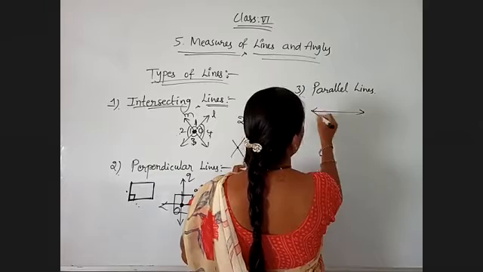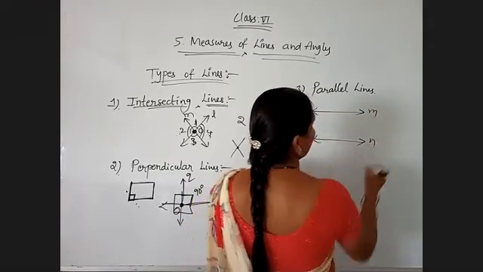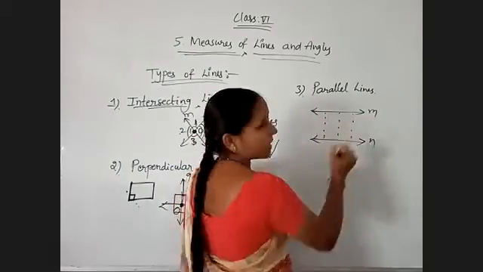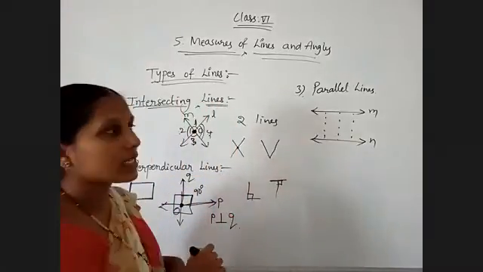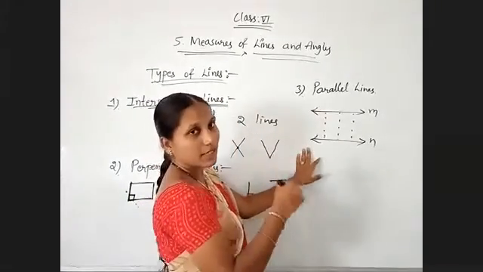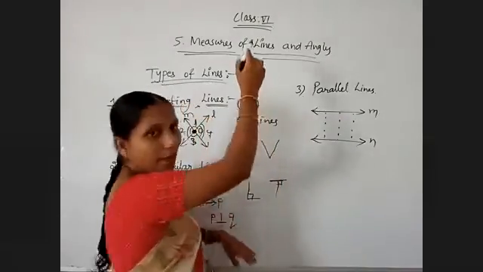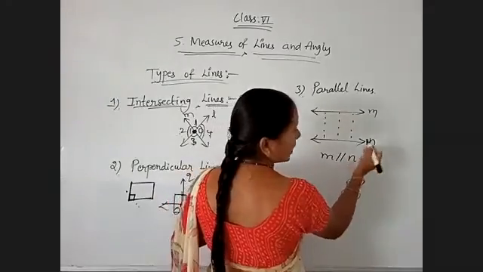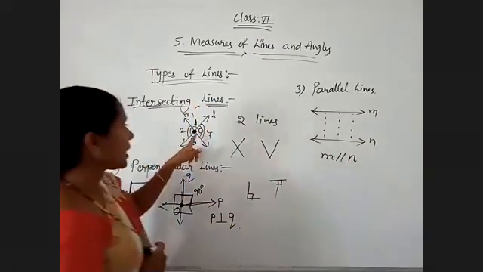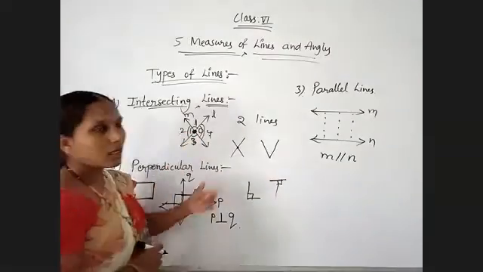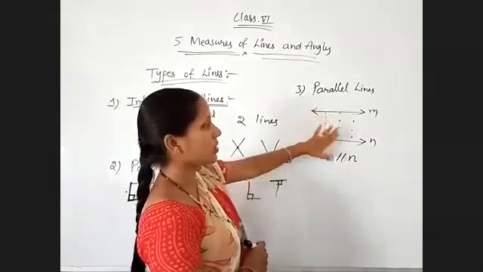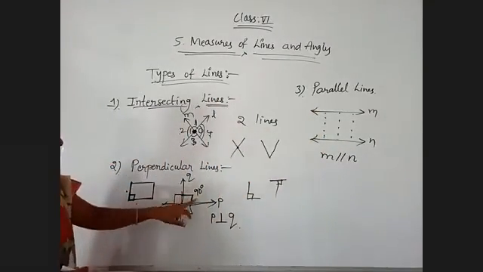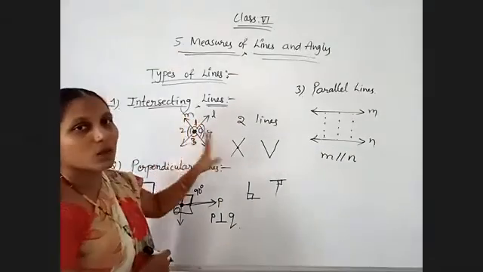If two lines are not at all meeting at any point, and they are maintaining equal distance, always maintaining equal distance, such lines are said to be parallel lines. And the best example for parallel lines is the railway track. Opposite sides of the railway track, as well as opposite sides of the board. Okay? And they are represented by m is parallel to n. Okay, and whenever we get the intersecting point, then only we will get the angle. Here we are not giving any intersecting point, so there is no angle between parallel lines. Angle between parallel lines is 0, angle between perpendicular lines is 90 degrees, angle between intersecting lines is not equal to 90, that's all.